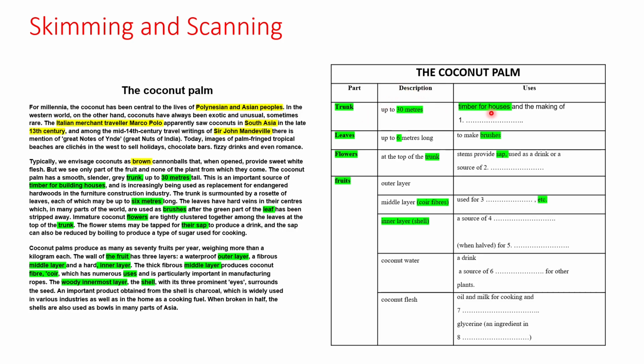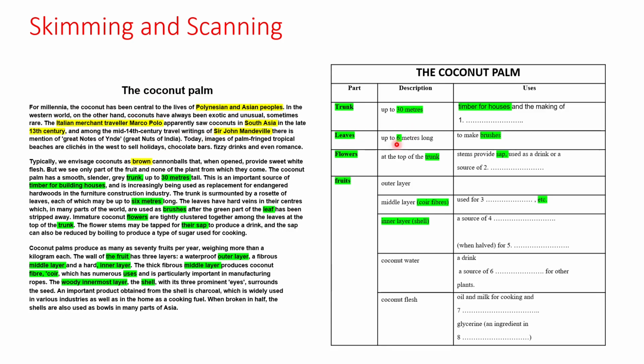Trunk, 30-meter, timber for houses. We have to look for these three. So let's start looking here. Here we can see we find trunk, 30-meter, and timber for building house. So most probably the first question should be answered here. This paragraph doesn't have any answer.